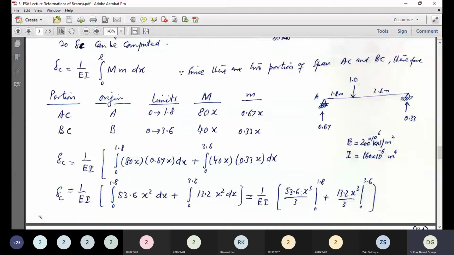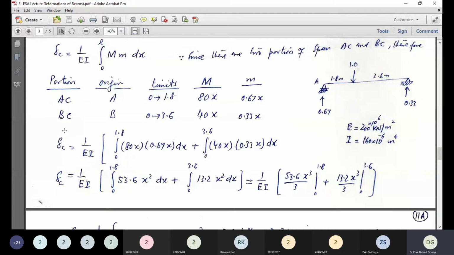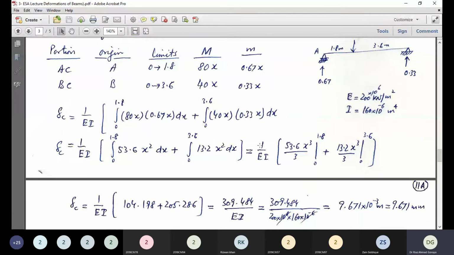So now what is this is the value of E and value of I in the compatible units. So what is next? That is just to substitute in this equation. Once for portion AC, once for portion BC. This first part is 1 over EI integral 0 to 1.8, 80x into 0.67x into dx. This is for portion AC plus integral 0 to 3.6, 40x into 0.33x into dx. This is for portion BC. Rest of the job is to solve this integral.